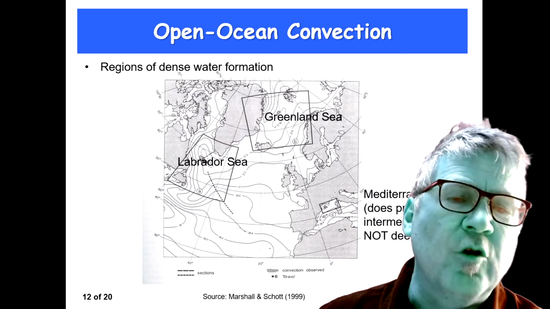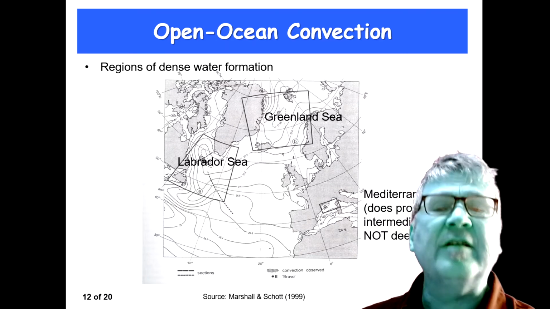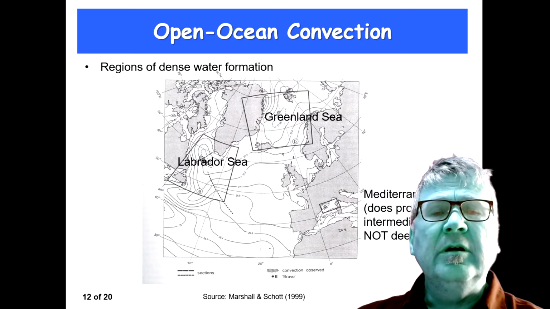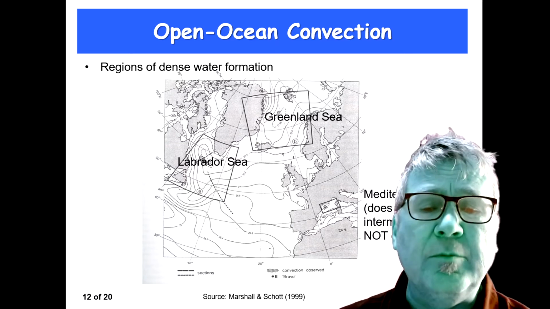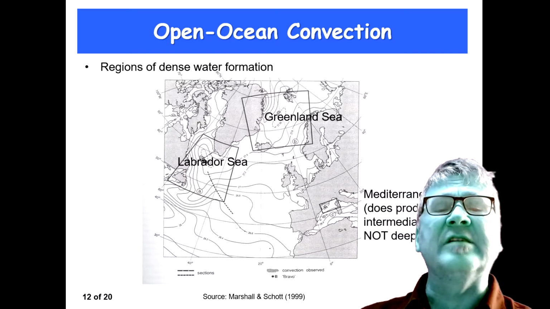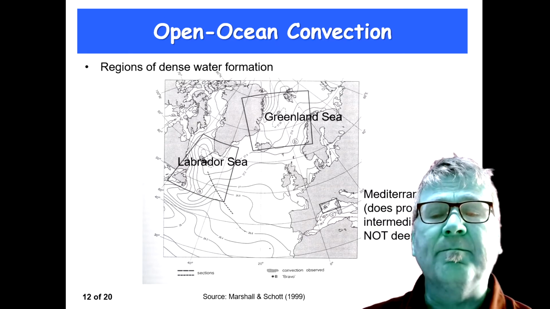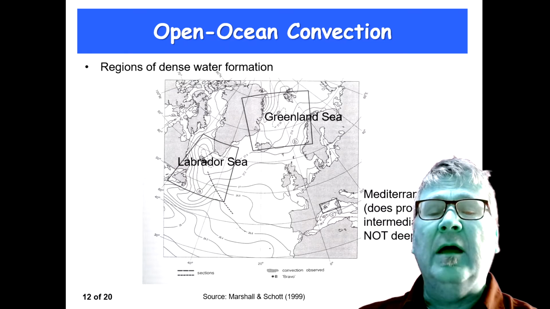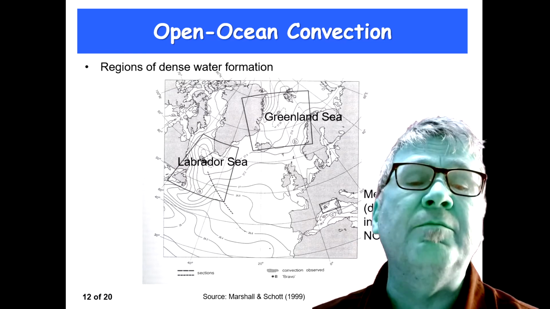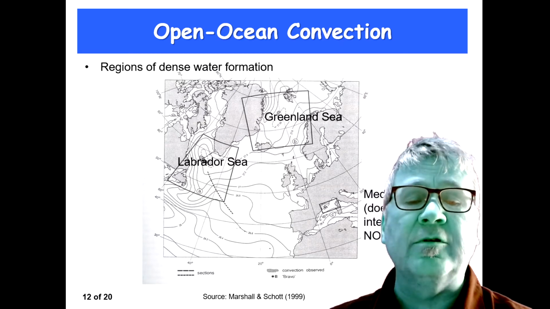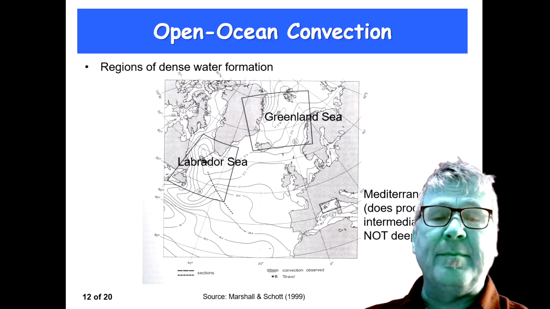So you've seen that before, I think. Open ocean convection. Convection in the open ocean is responsible for the formation of North Atlantic deep water. Formation regions are the Greenland Sea and the Labrador Sea in the North Atlantic. And on this map, there's also the Mediterranean Sea listed here, but it only produces intermediate water, not deep. Okay, and these are the regions where it happens.